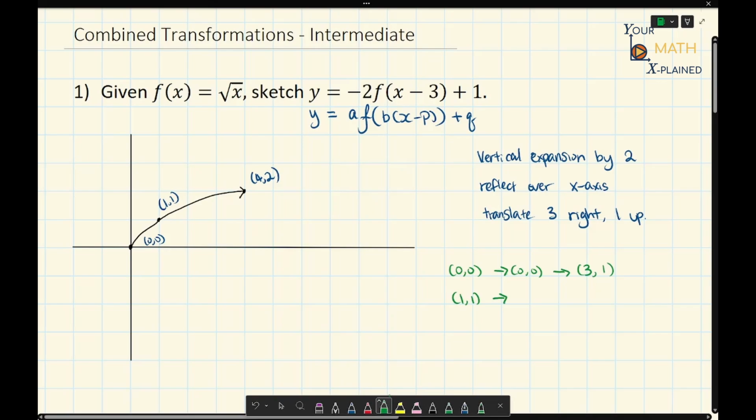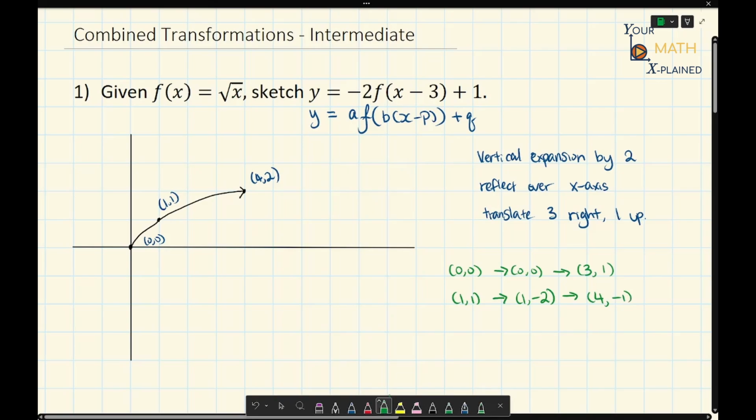The next point is 1, 1. If we expand this vertically by a factor of 2, we're going to get 1, 2. But then we're going to reflect over the x-axis, which means that the y value is going to change signs. So that means we're going to end up at 1, -2. And then when we perform our translations, we're going to end up at 4, -1.